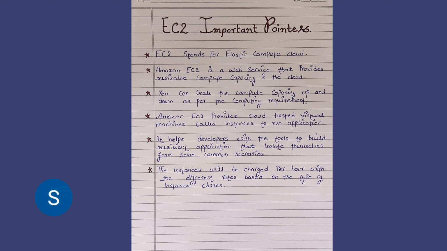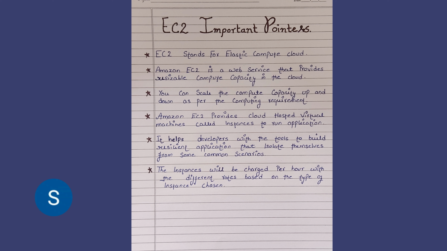Now move to the third point. You can scale the compute capacity up and down as per the computing requirement. So there is no fixed capacity. Anytime you can scale up and down your compute capacity. This is totally based on your computing requirement. Now move to the fourth point. Amazon EC2 provides cloud hosted virtual machine called instances to run application. So this we already know that in EC2 we are launching instances to run our applications.